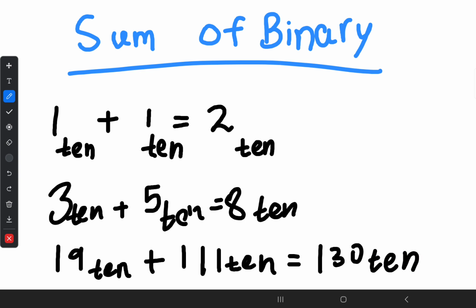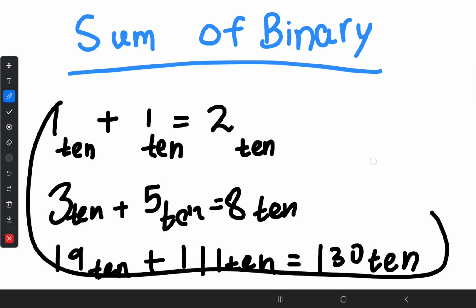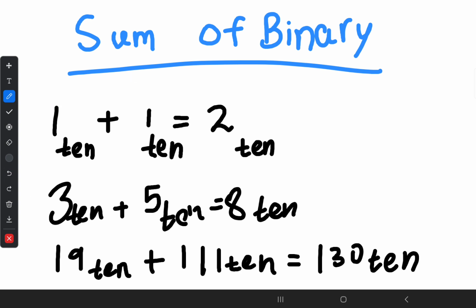The only different thing here is that we are going to add binary numbers. That means the base would be 2. These things are the usual addition, and we are familiar with this addition with decimal numbers. Now we are going to talk about binary numbers. The procedure is a little different between decimal numbers and binary numbers. Let's focus on that first.